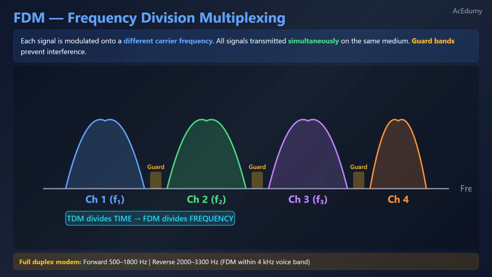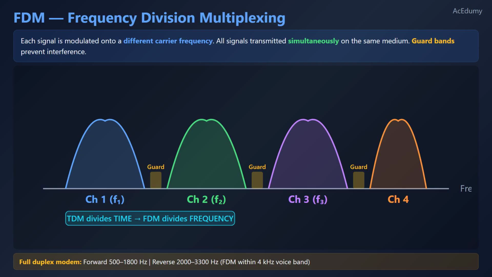To prevent interference between adjacent channels, unused frequency gaps called guard bands are placed between them. At the receiving end, bandpass filters separate the individual signals, and each is demodulated to recover the original data. A classic example is analog television broadcasting, where each TV channel occupies a 6 MHz band separated by guard bands.